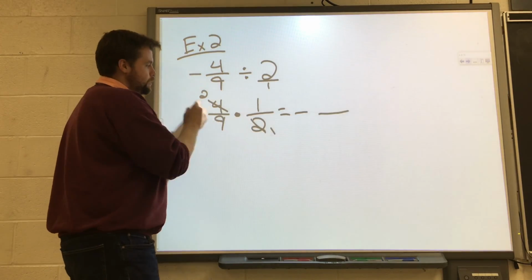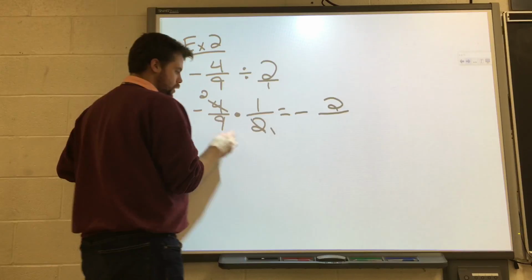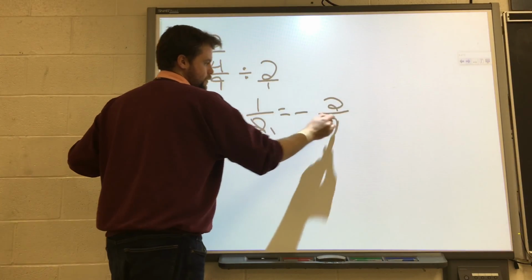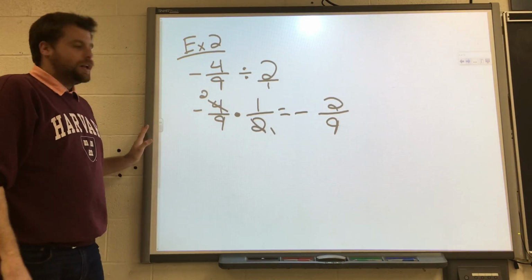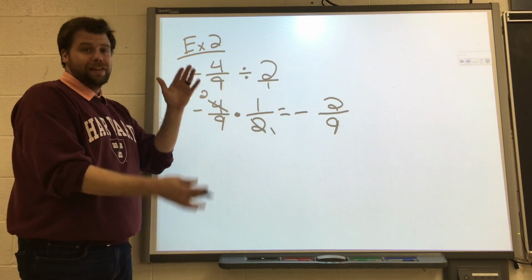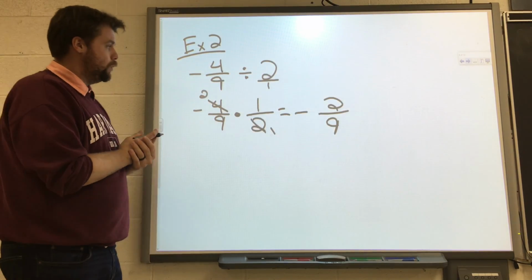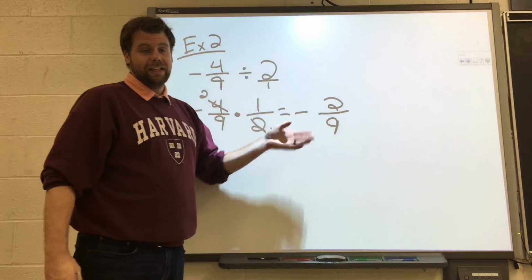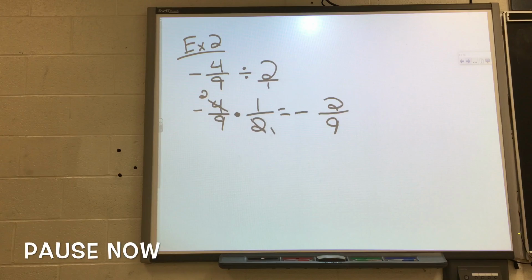Okay, now multiply. 2 times 1 is 2. 9 times 1 is 9. Now, if I just multiplied across without cross simplifying beforehand, I would have to simplify a little bit more after. But you should still reach the answer -2/9.